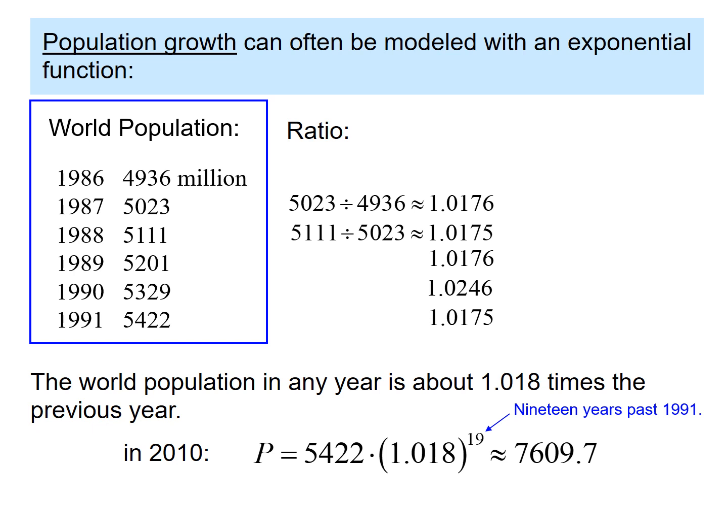So the population would be 5,422, that's the population in 1991, times the rate of growth, 1.018, to the power of 19. And that's so we can find the population in the year 2010, because it's 19 years from 1991. We would find that we would have expected the population in 2010 to be 7,609.